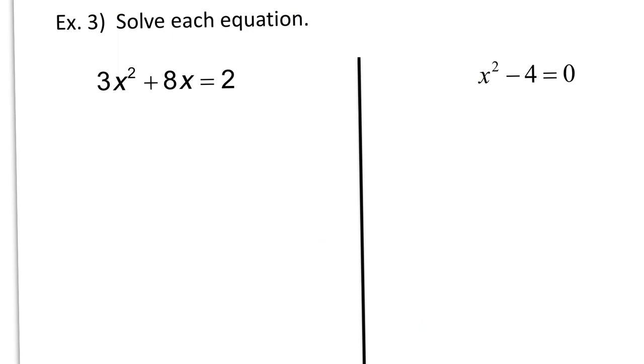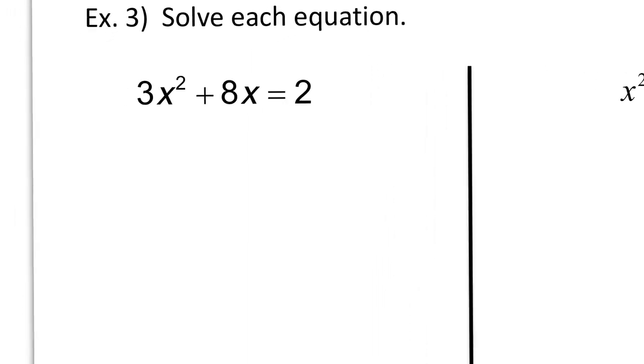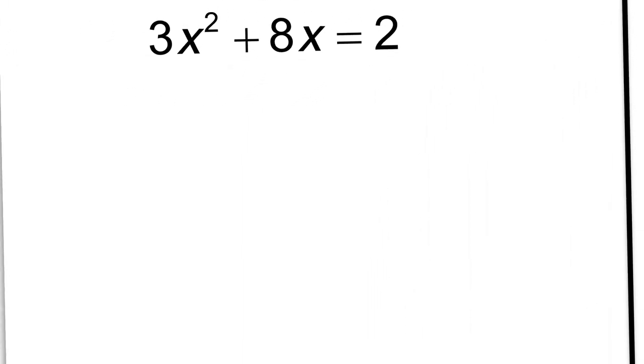Right, so let's look at another one here. 3x squared plus 8x equals 2. So let me just zoom in here so we can make it a little bit bigger. You have to have everything equal to 0. So that 2, I'm going to take it to the other side. I'm going to do the opposite. I'm going to subtract 2. So I have 3x squared plus 8x minus 2 equal to 0.